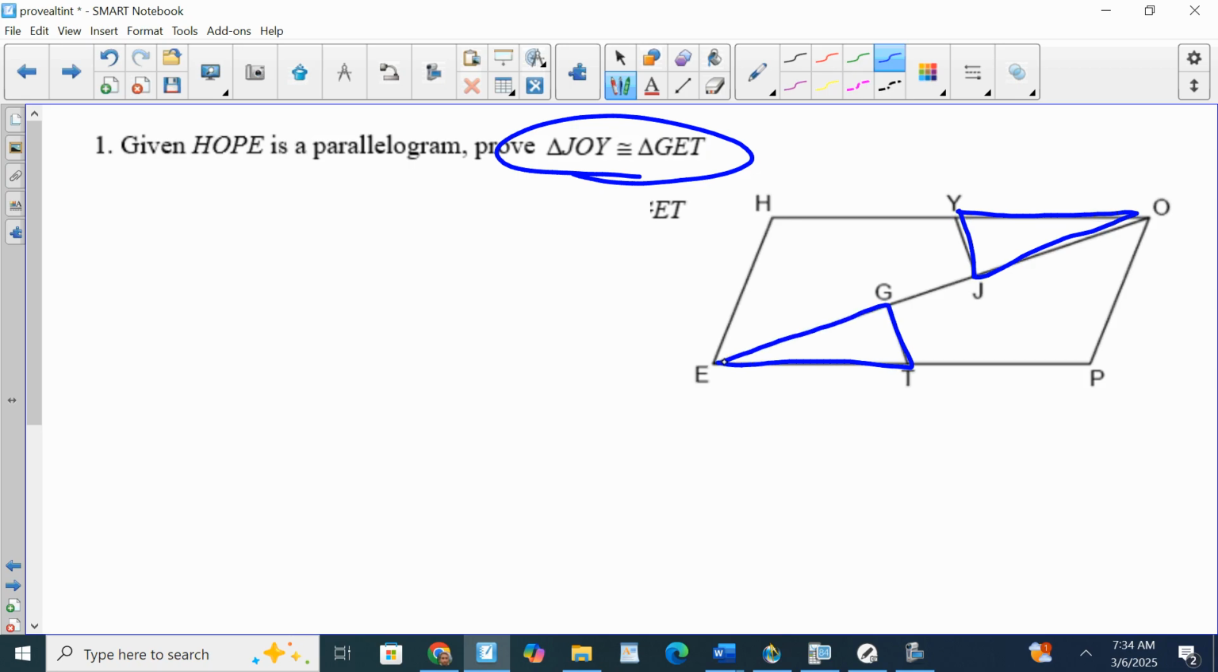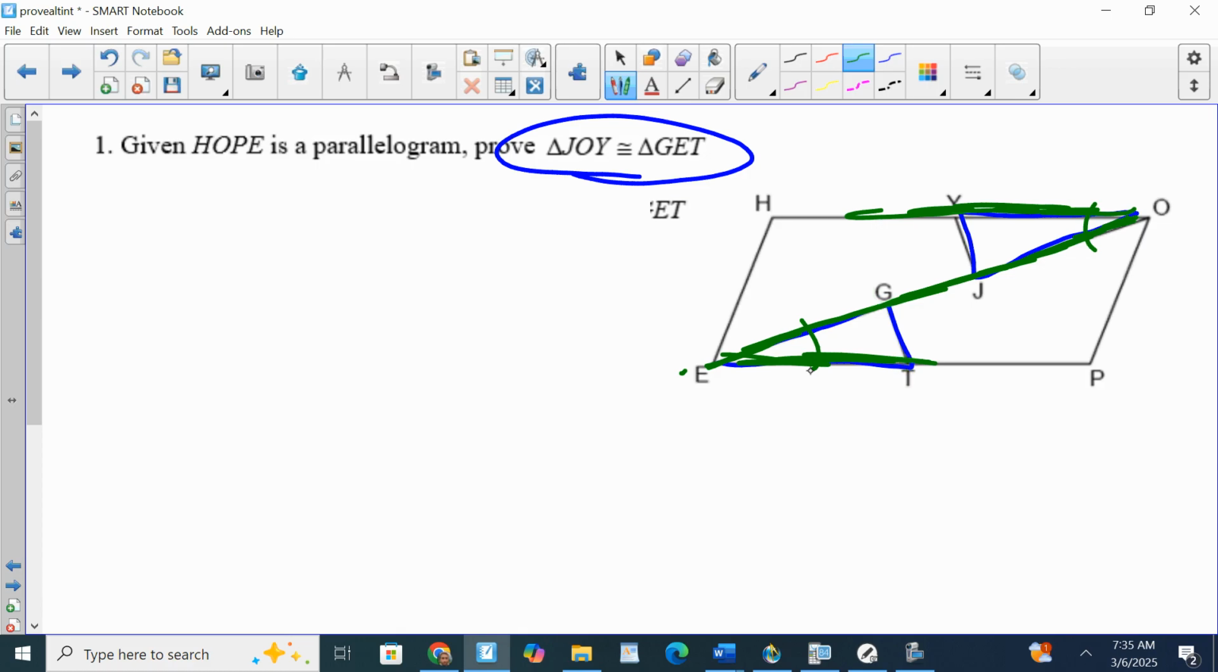Once you see a parallelogram, expect to have to prove alternate interior angles are congruent. So you're looking for a diagonal or a transversal within this problem, and I see it right here. So I need to carve out my angles formed by my transversal and my parallel lines. Boom, boom. That's it. Those are my congruent alternate interior angles.